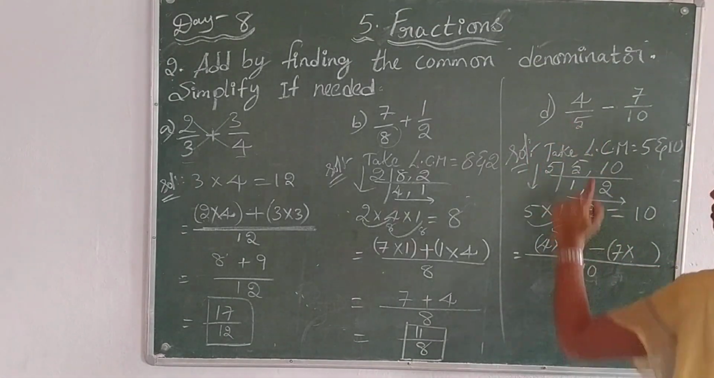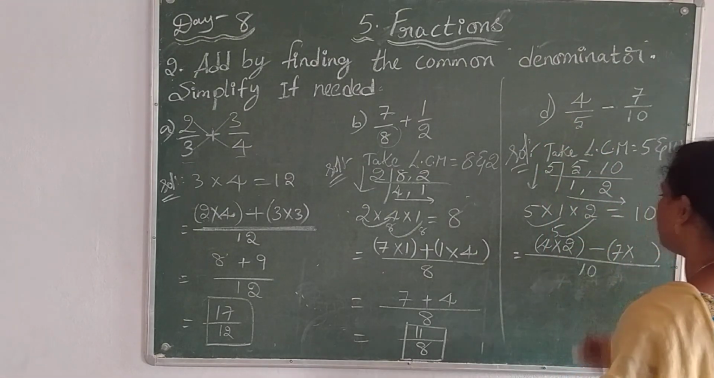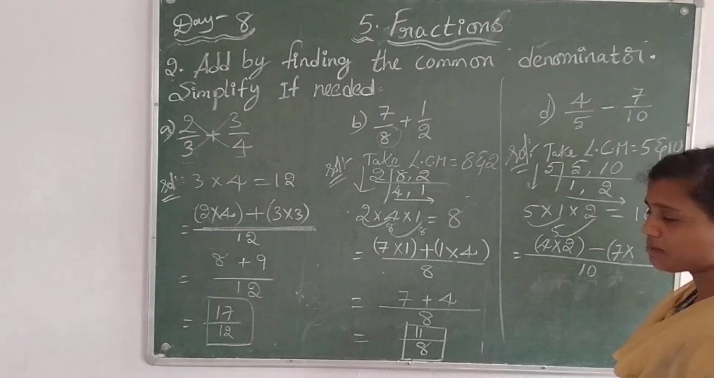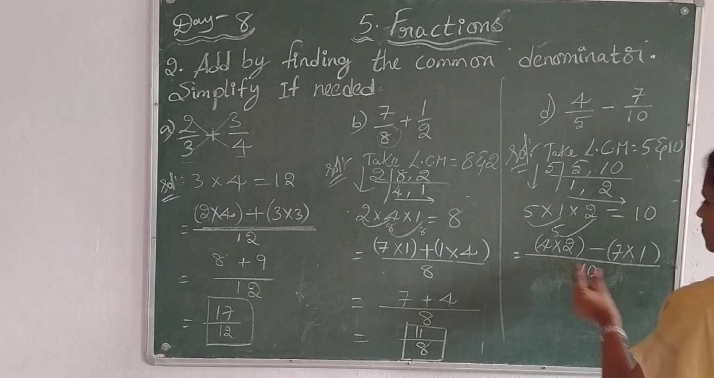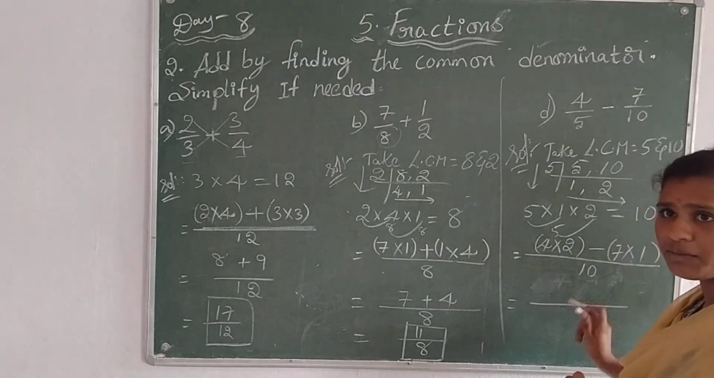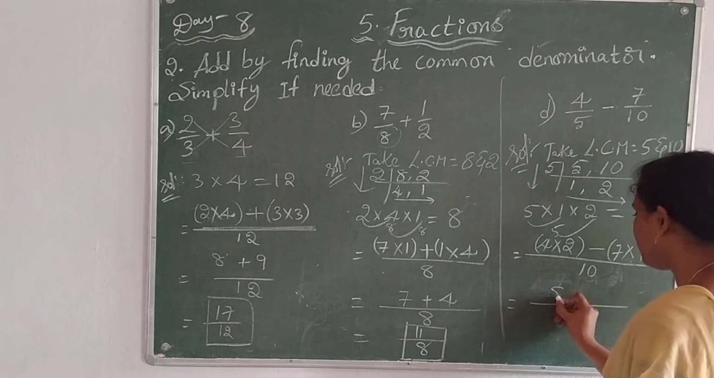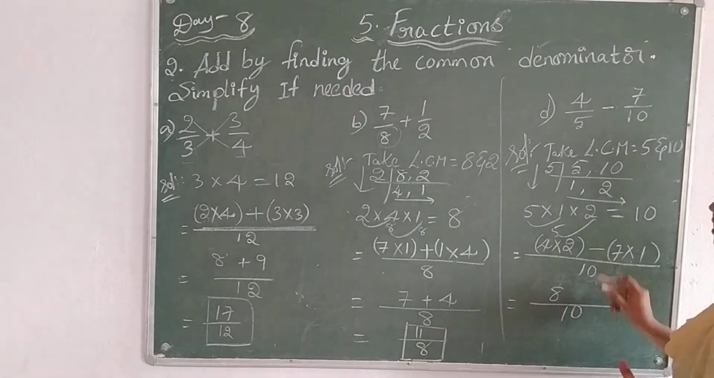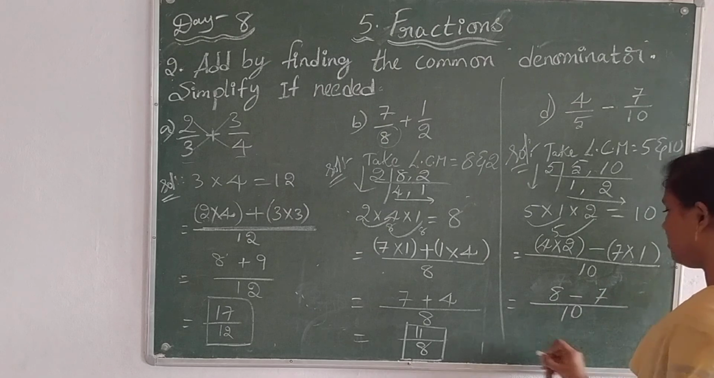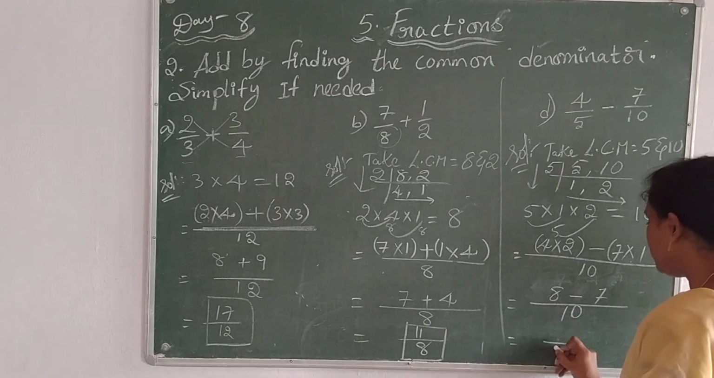So cancel these two. 5, how many times does it cancel in 10? 2 times. So write down the 2 here. And see this 10, how many times does it cancel in this 10? Only 1 time. So write the 1 here. This is the easiest method. Let's take a bar again and put the 10, and multiply these two numbers. What is the answer? 8. Okay. Let's take minus. How much is the other answer? That is 7. Let's subtract these two numbers, over 10.